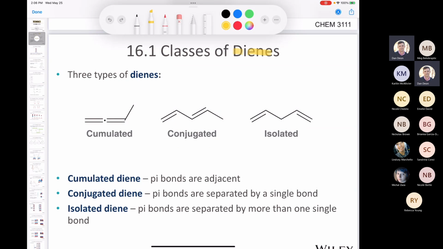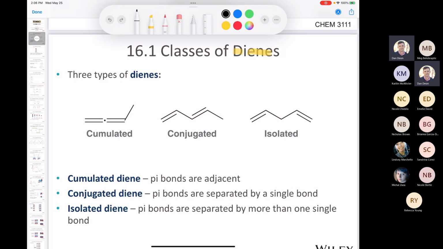So the first one is cumulated. This is where the pi bonds are right next to each other. Sometimes we call these an allene, but cumulated. The next one is conjugated. And again, these are the most important for us. It says you have pi bonds that are separated by a single bond, a sigma bond. So here we have double bond, then a single bond, then a double bond. So that means it's conjugated.